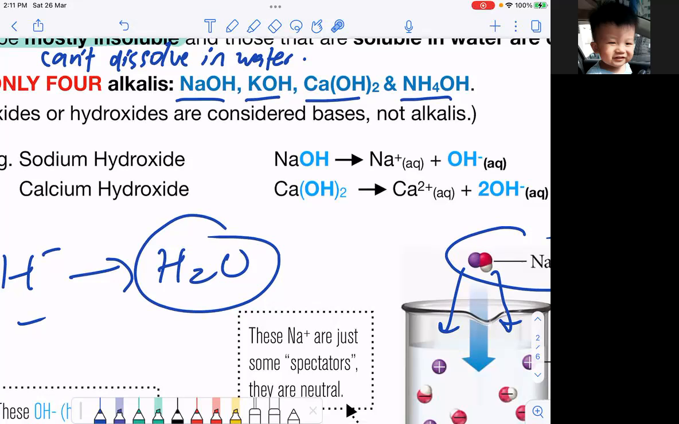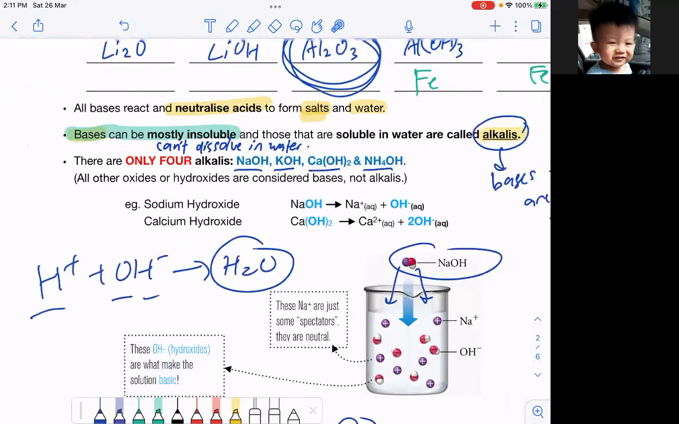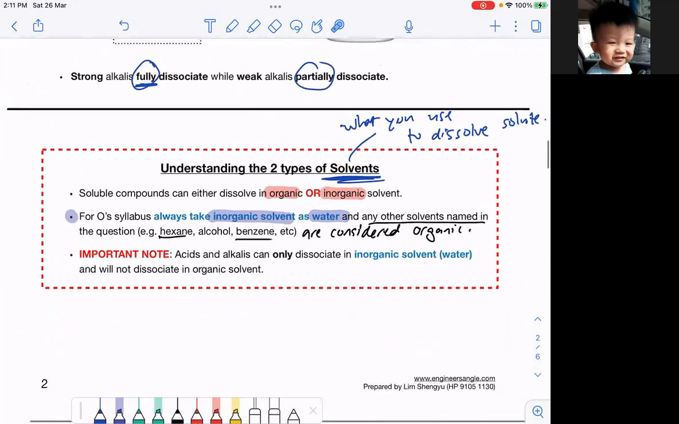Nothing happened to it. The NaOH sits there as it was. Nothing happened to it because I need water. No water, no acid; no water, no alkaline. Right? So this is why I put in this last little box here to remind yourself.